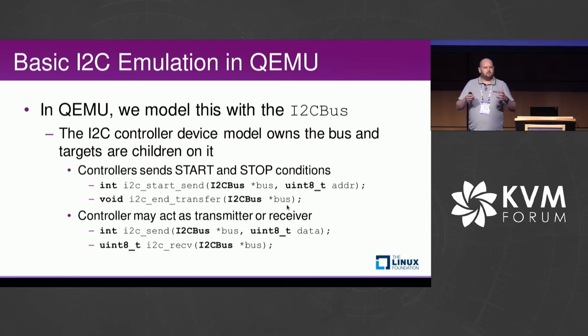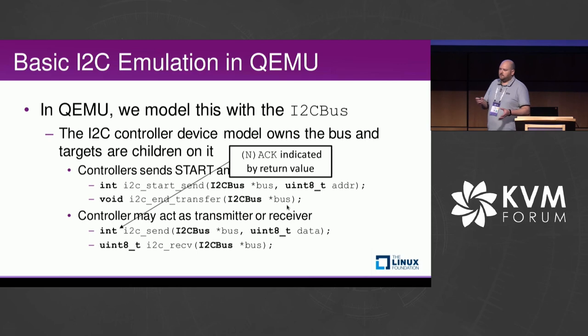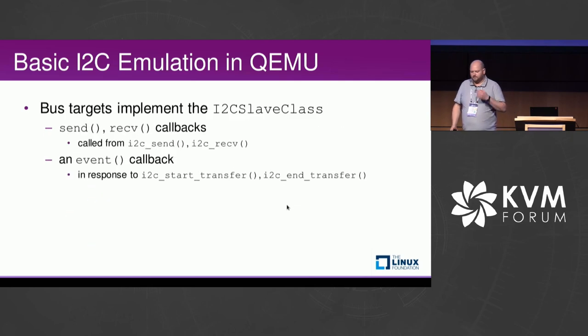So as soon as the transfer is set up, we can start sending or receiving bytes, and we do this with the I2C send and the I2C receive. Again, we're addressing the bus and not this particular target here. And the acknowledgement or not acknowledge of this is implicit in the return code of these calls.